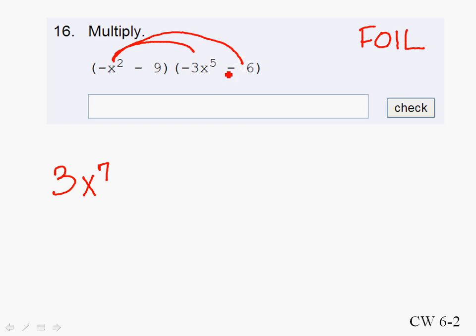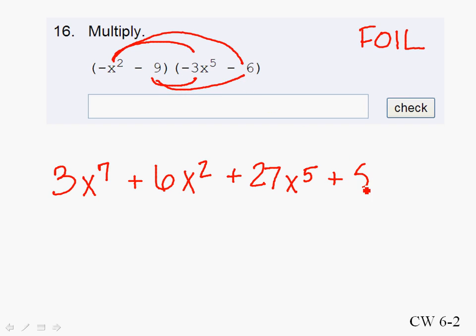My outside is going to give me a positive 6x squared. My inside is going to give me a positive 27x to the 5th. And my last two are going to give me a positive 54.